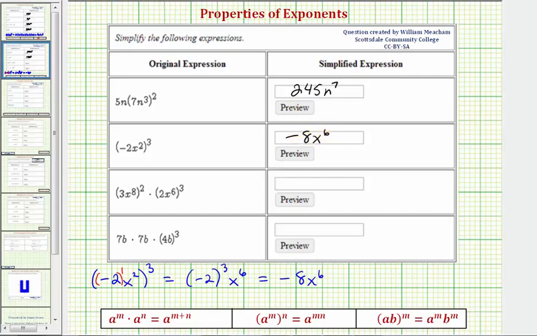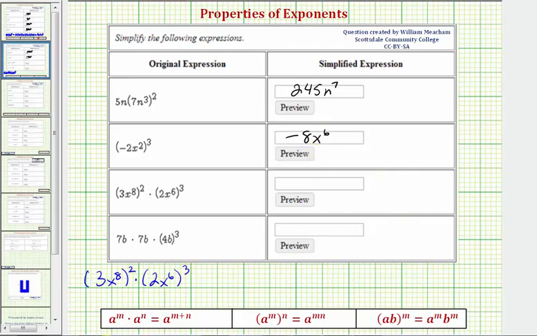Of course, the other option would be to expand negative 2x squared raised to the third, meaning we could also write out 3 factors of negative 2x squared. So there's one factor of negative 2x squared, there's a second, and there's a third. Now if we multiply, negative 2 times negative 2 times negative 2 is negative 8, x to the second times x to the second times x to the second. Again, we're multiplying, the bases are the same, so we add the exponents, giving us x to the sixth. And again, the same result.